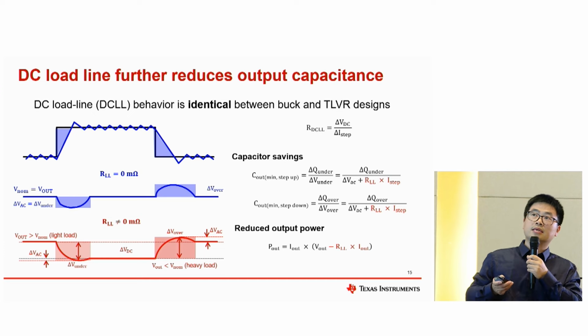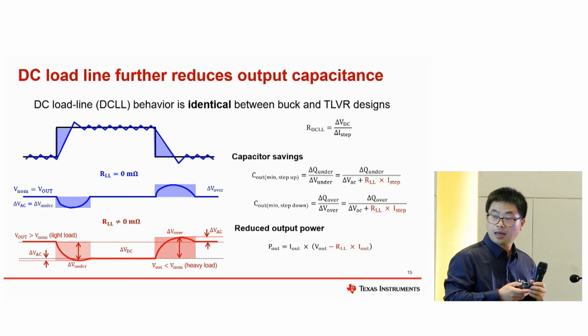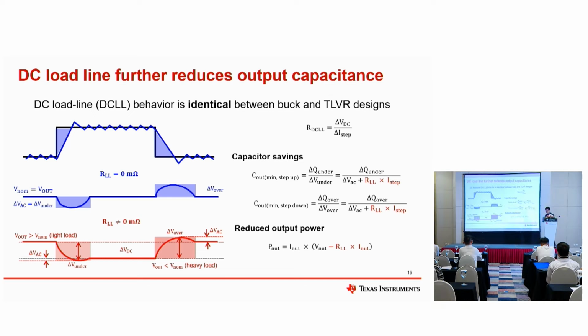Will be smaller than this one. And this is what we do for both TLVR and multiphase buck, because this is the same for both designs. But one thing we need to notice is that if we use the DC load line, the output voltage will reduce just a little here.